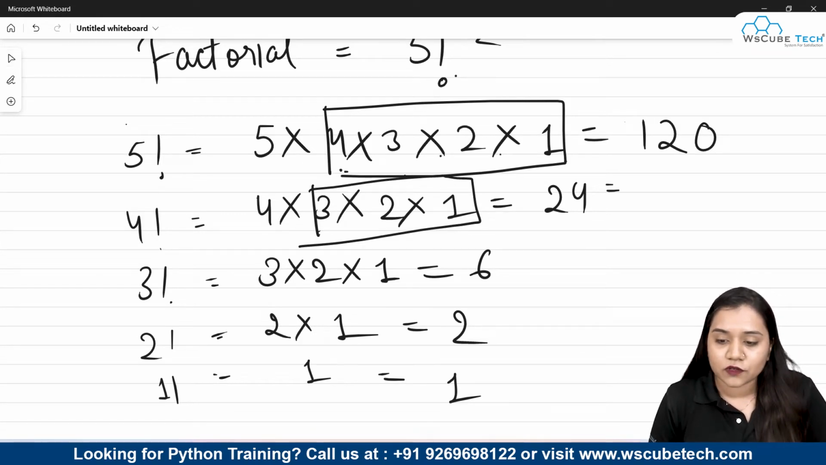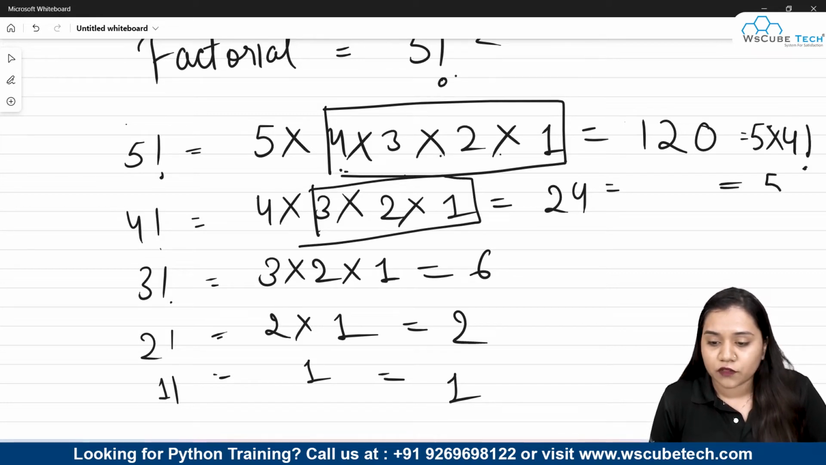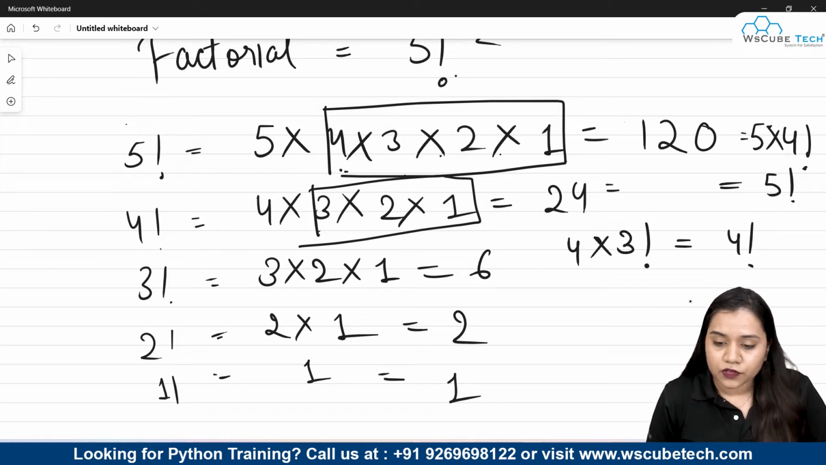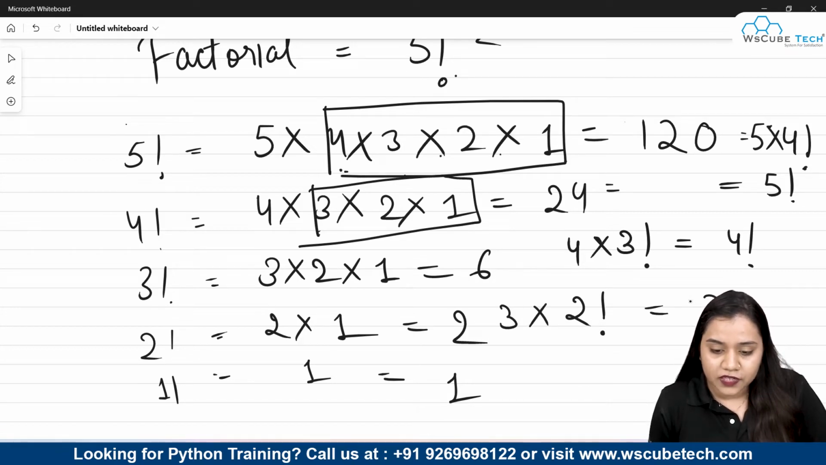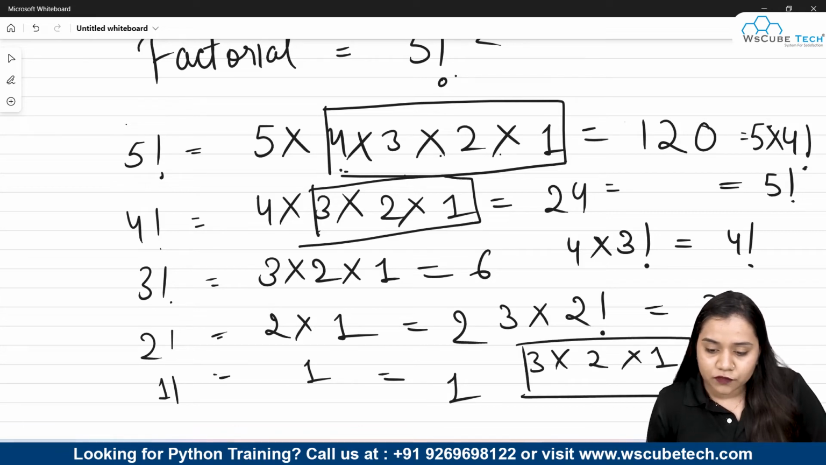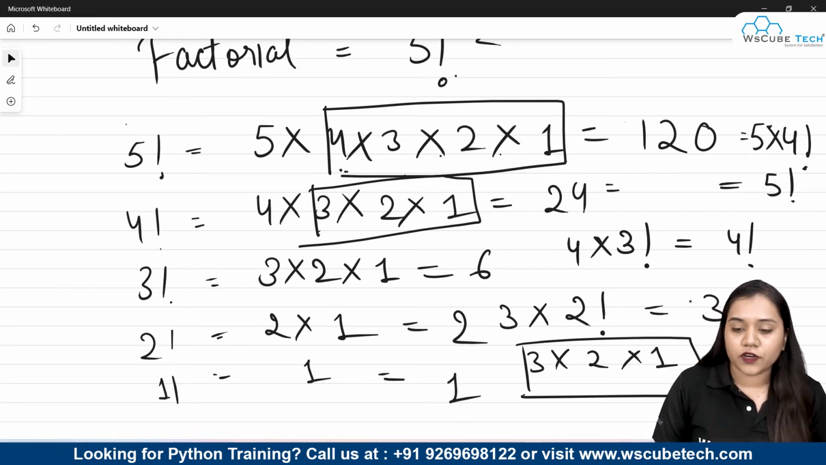And what I'm trying to say is, if I know the factorial of 4 and I multiply it by 5, I'll get the factorial of 5. Similarly, if I know the factorial of 3 and I multiply it by 4, then I'll get the factorial of 4. Similarly, if I know the factorial of 2 and I multiply it by 3, then I'll get the factorial of 3. That means 3 multiplied by 2 multiplied by 1. Right, this is the factorial of 3. This is how we find the factorial of a number.